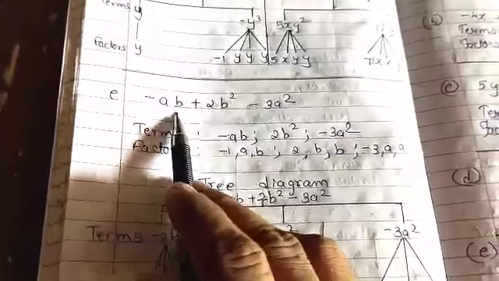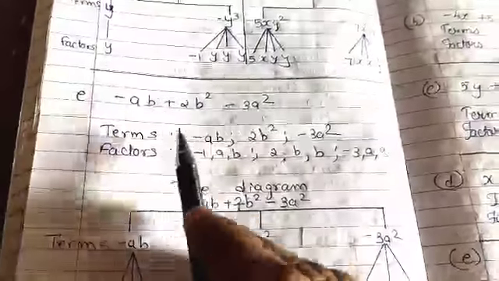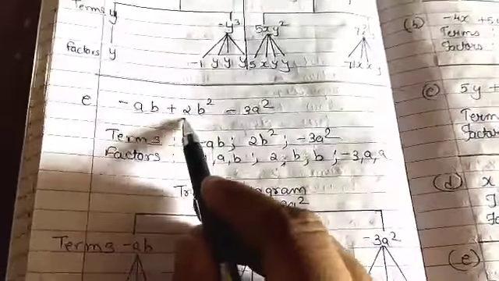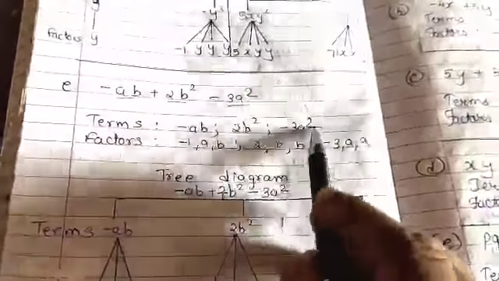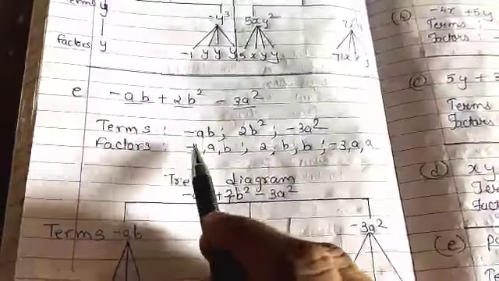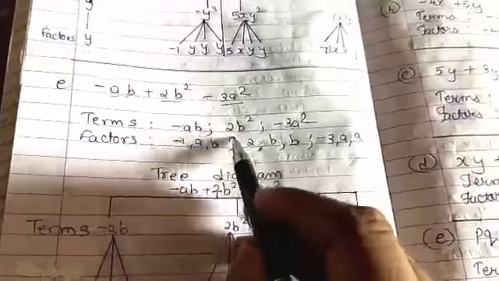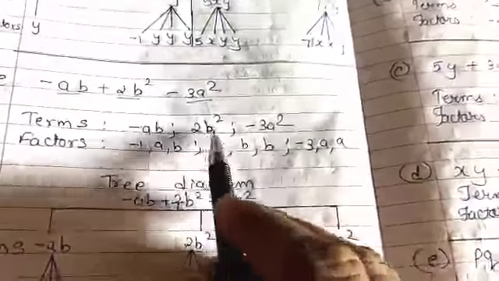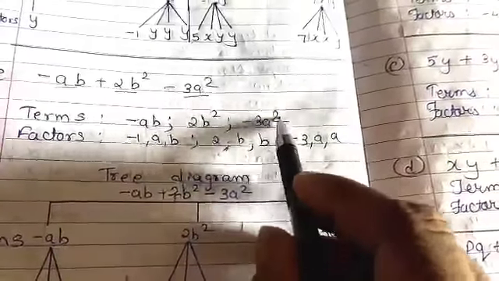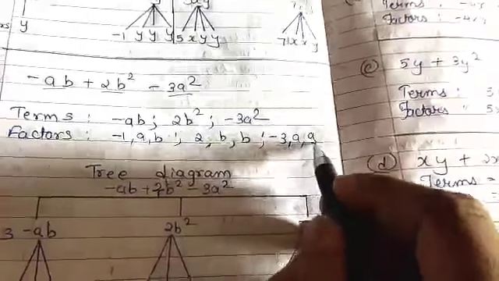Now the next one is negative ab plus 2b square minus 3a square. Now which are the terms? These are the terms: negative ab, positive 2b square, negative 3a square. The factors of negative ab are negative 1 into a into b, and the factors of 2b square are 2 into b into b. b square means b into b. And the factors of negative 3a square are negative 3 into a into a.